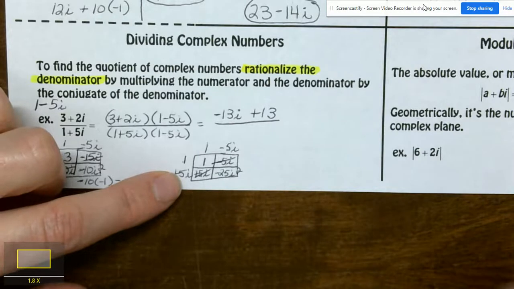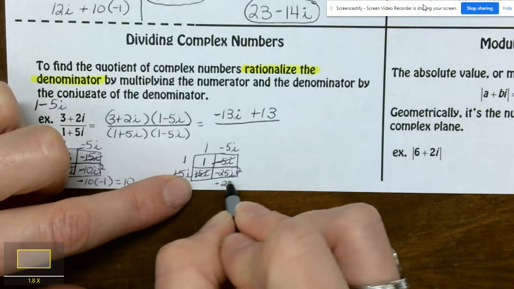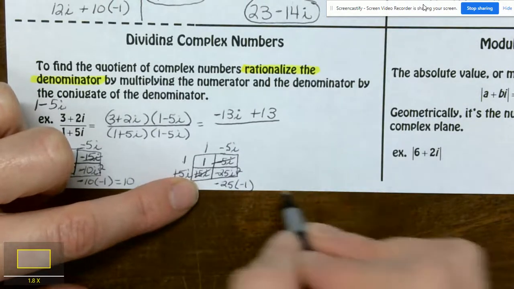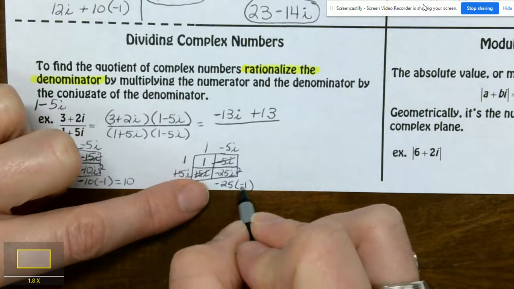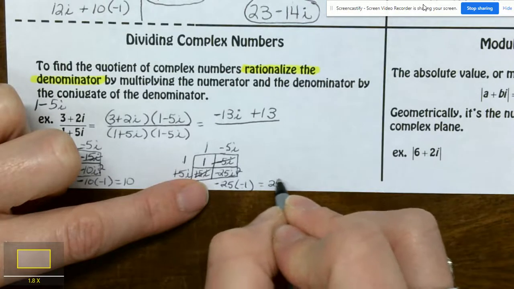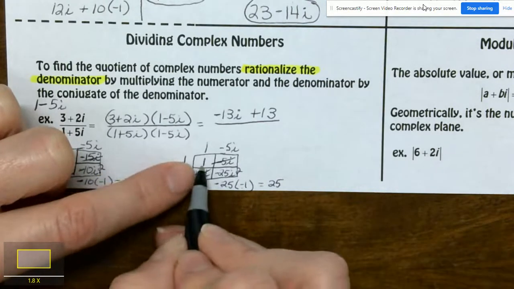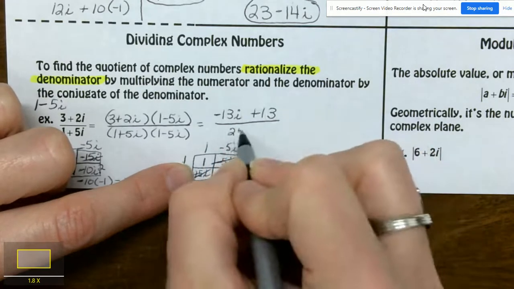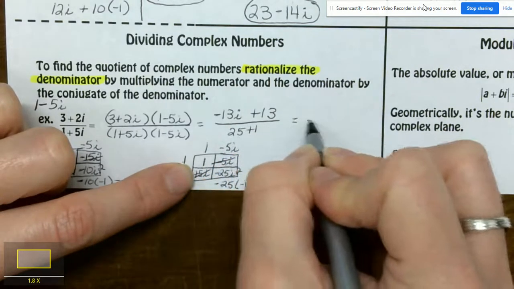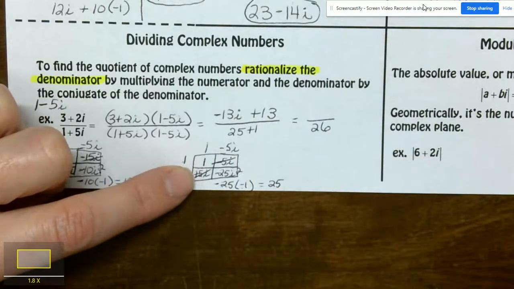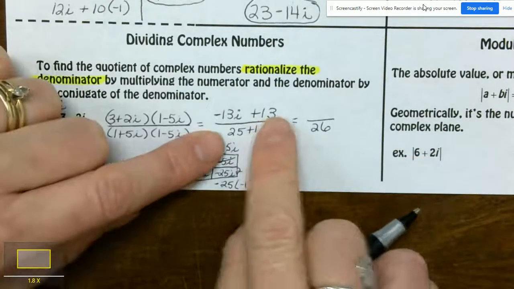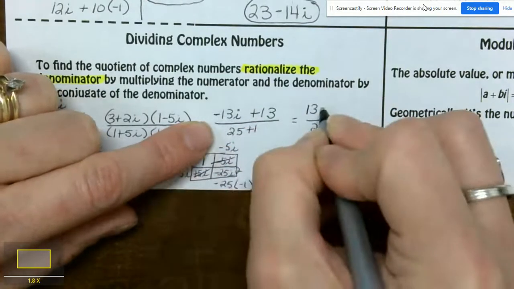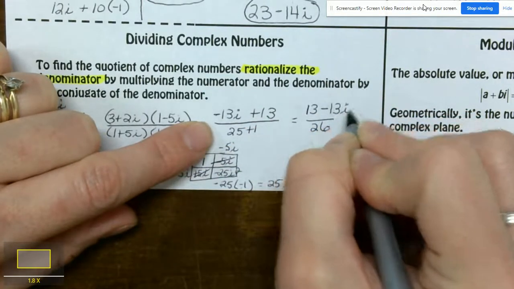Then down here, I've got negative 25, and your i squared is negative 1. So negative 25 times negative 1 is a positive 25. And I've still got this 1 up here. So 25 plus 1 equals 26. Now I'm going to go ahead and write this as my real number part, which is 13, and then my imaginary part, which is minus 13i.